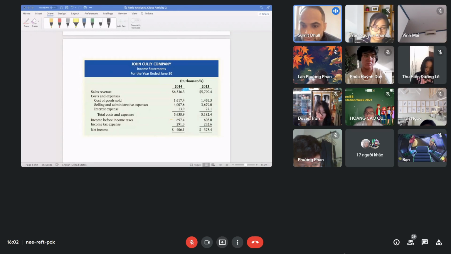Assets turnover ratios, accounts receivable collection period ratios. Increase good, increase bad.